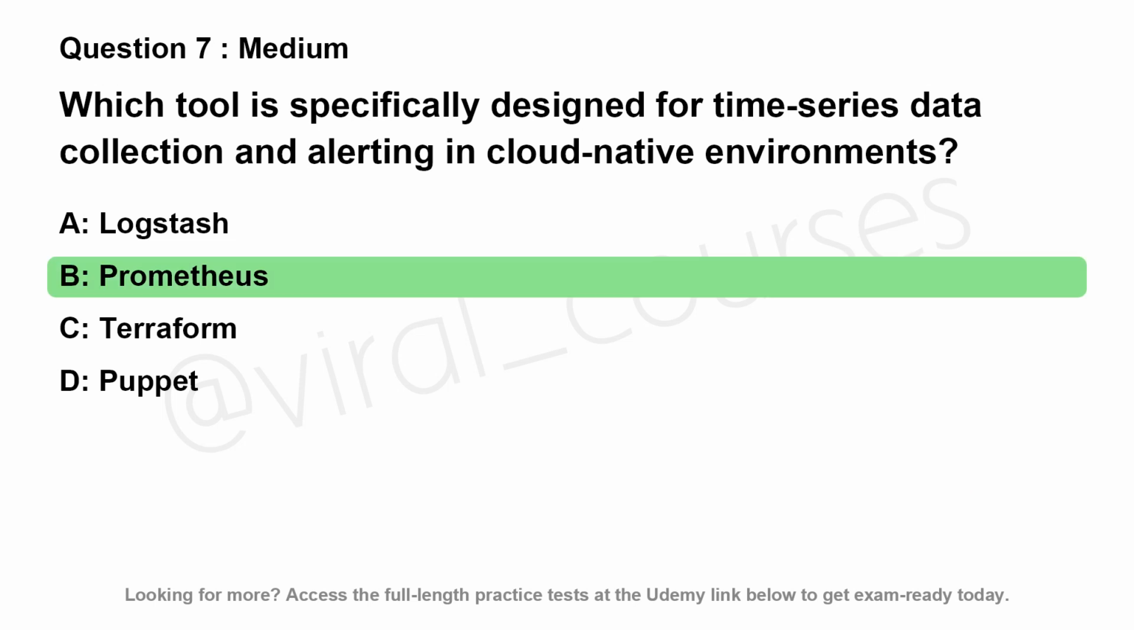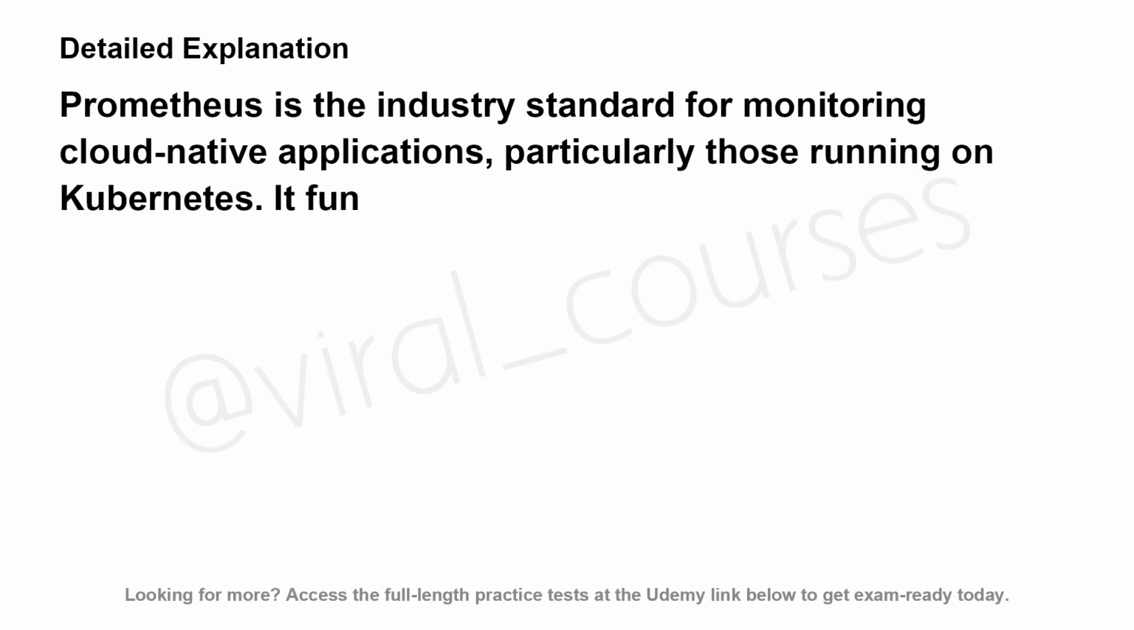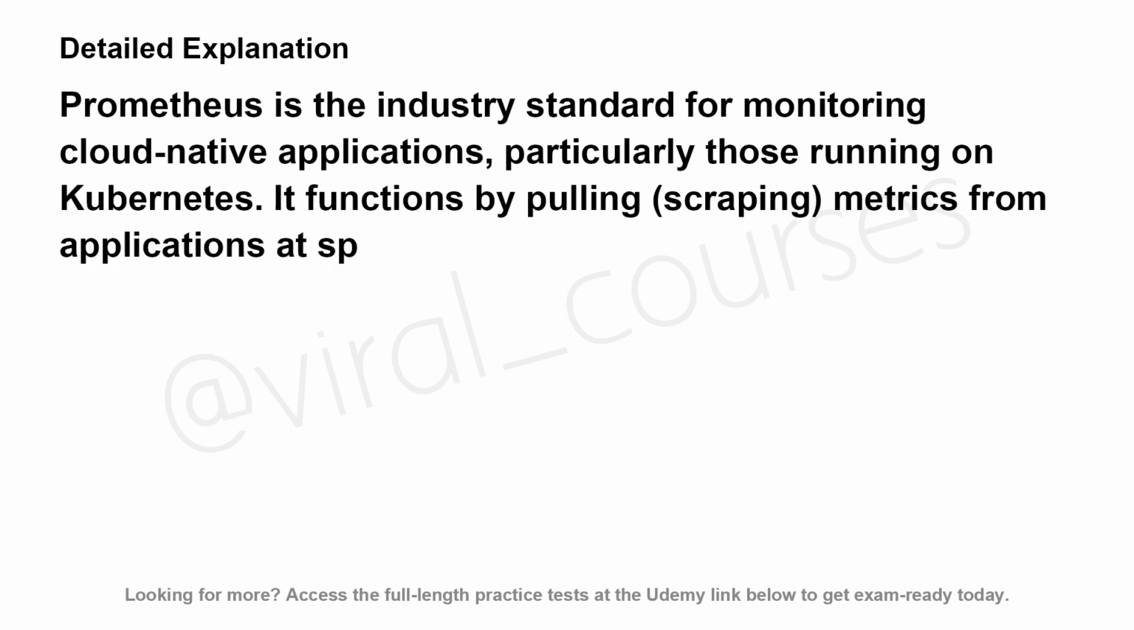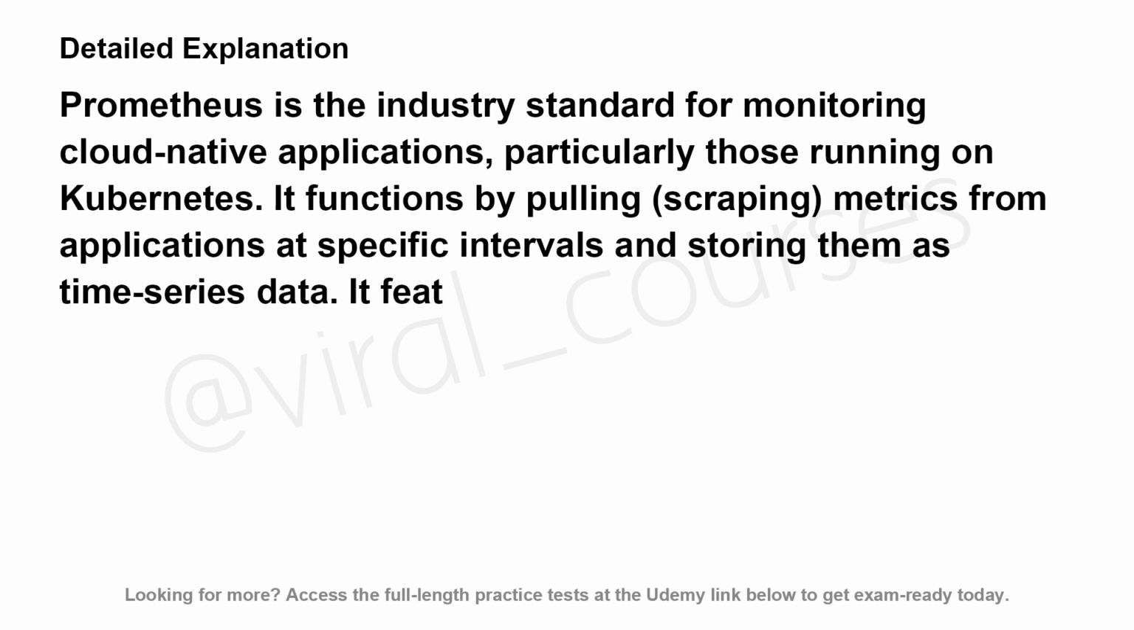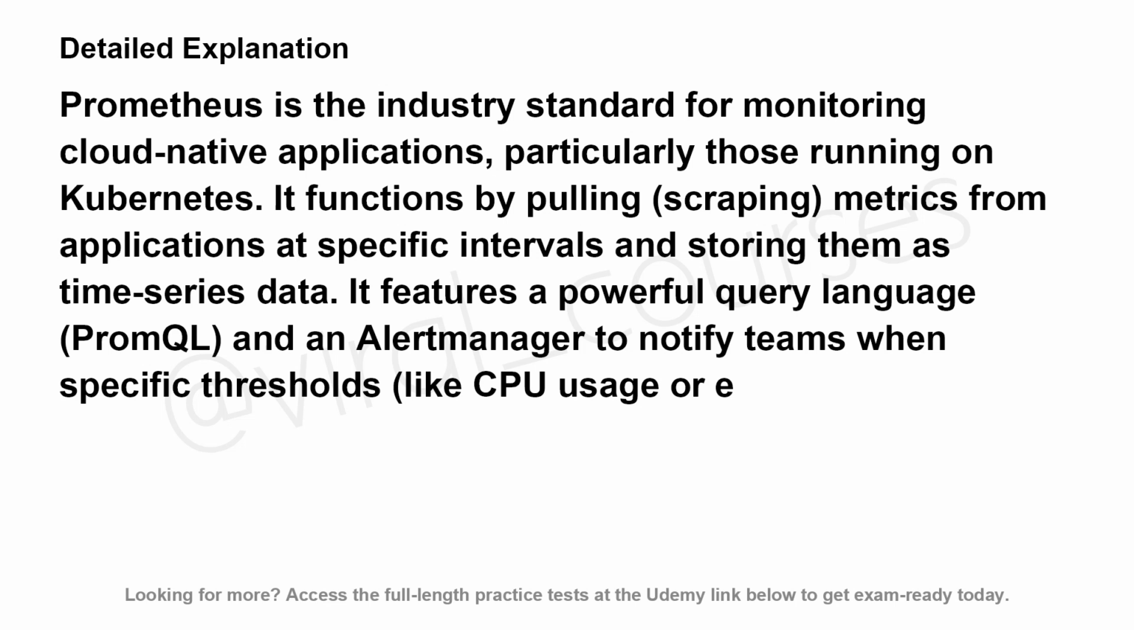The correct answer is B. Prometheus is the industry standard for monitoring cloud-native applications, particularly those running on Kubernetes. It functions by pulling, or scraping, metrics from applications at specific intervals and storing them as time series data. It features a powerful query language, PromQL, and an Alertmanager to notify teams when specific thresholds, like CPU usage or error rates, are exceeded.